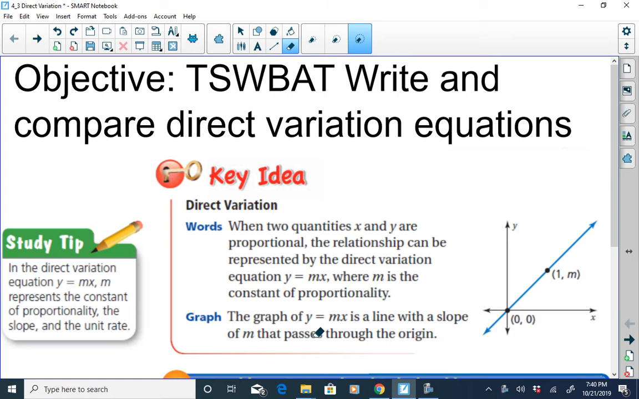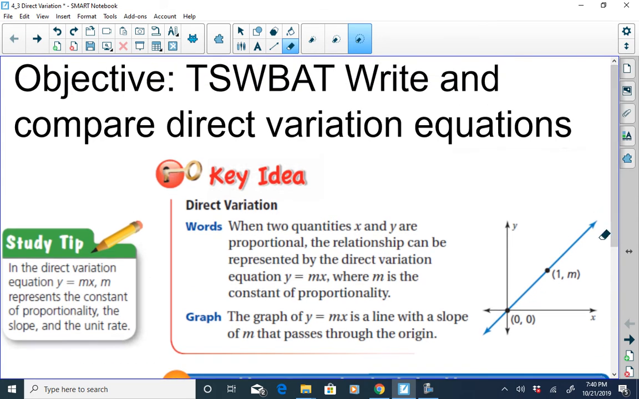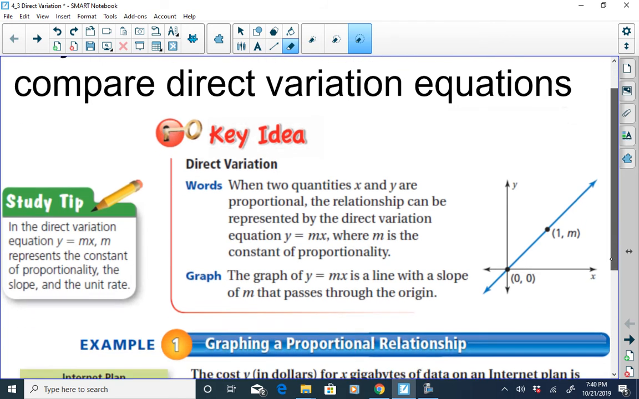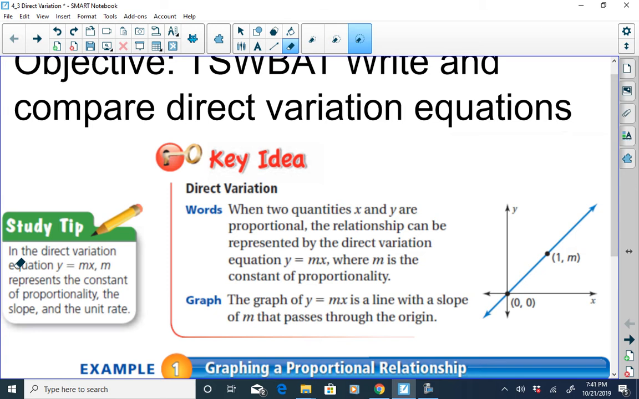The graph of y is equal to m times x is a line with a slope of m that passes through the origin. Direct variations will always pass through the origin because proportional relationships pass through the origin 0, 0. All right, over here in the direct variation equation, y is equal to m times x, m represents the constant of proportionality. It also represents the slope and the unit rate.